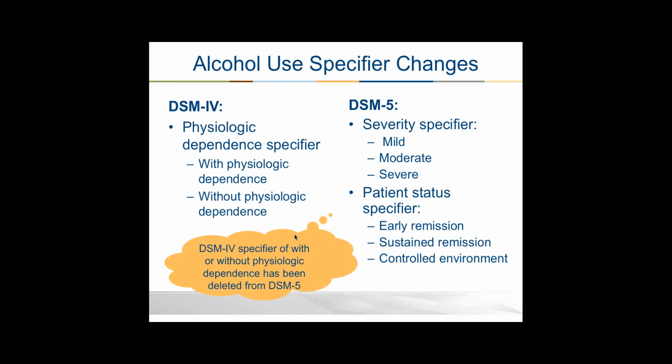Okay, there are specifiers that are used with the alcohol use disorders. In DSM-5, as I indicated, you have to make a judgment about whether you're dealing with a mild, moderate, or severe alcohol use disorder. And you also have to specify whether the patient is in early remission or sustained remission. That basically means he or she has been sober for some period of time, or is in a controlled environment where alcohol is simply not available, in a jail or in a treatment facility, for example.